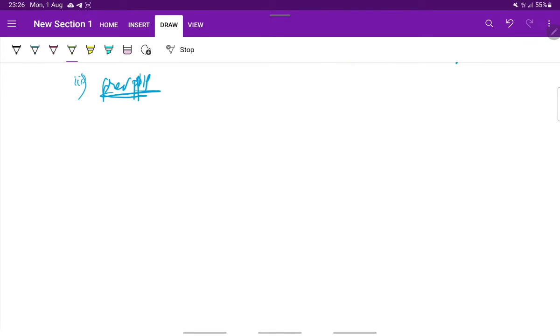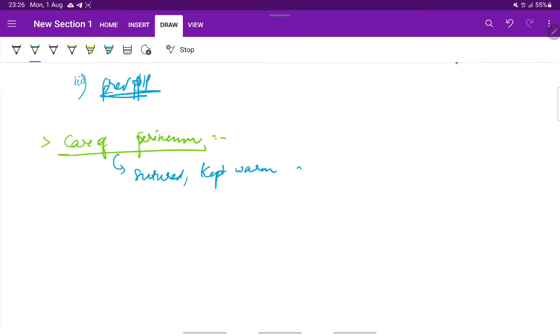Now the care of the perineum. The perineum, in case of any wounds, should be sutured and kept warm, clean and dry. Then we should cleanse the vulva from anterior to posterior. Sometimes glycerin fomentation is also used for edema and discomfort.